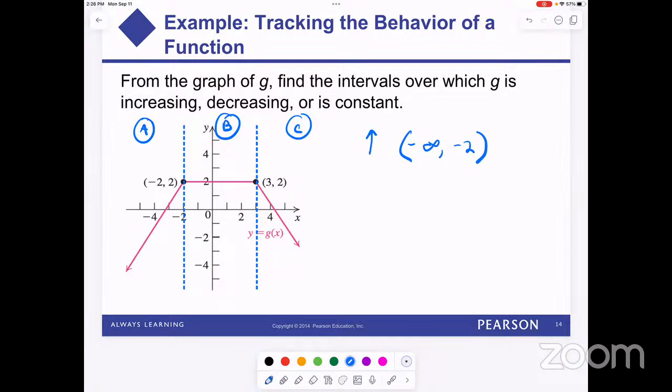Then in region B, as we trace the graph from the left to the right, it's flat or horizontal. So we say that it's constant. I'm going to abbreviate constant as a horizontal line. That means it's constant on the interval as x goes from -2 up to 3. Again, these intervals are based on the x-axis. Let me just move this around a little bit and align them. Okay, that looks decent. And for the third region, we say the function is decreasing as x goes from 3 to infinity.